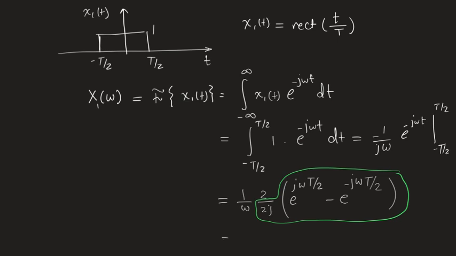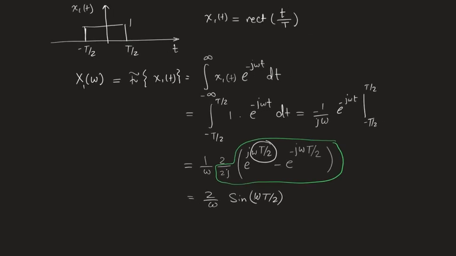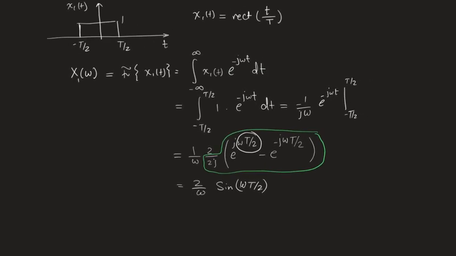So this is equal to 2 over omega, and then sine of what? It's always sine of whatever is up here, okay? So this is sine omega T over 2. Okay. Now, we have seen this before. We have seen sine omega over omega, right? Remember how this function used to look? That's the final answer. So this is the Fourier transform of that rectangular function. When you have a rectangular function in time domain, you get sine omega over omega.